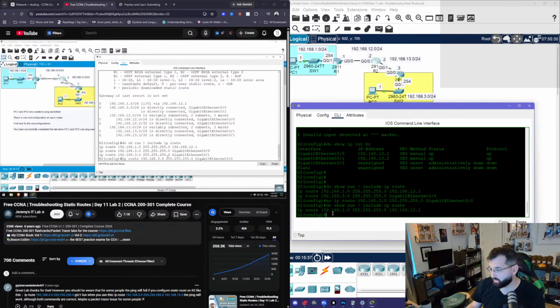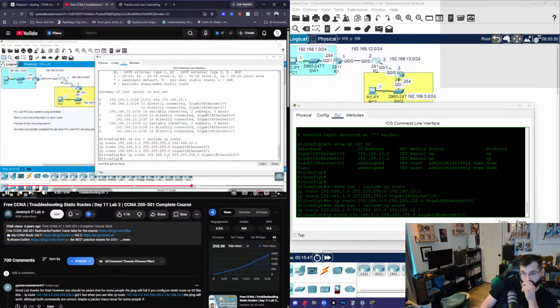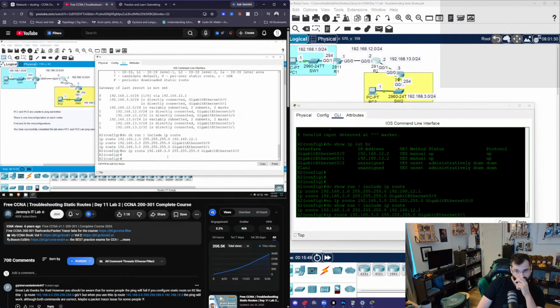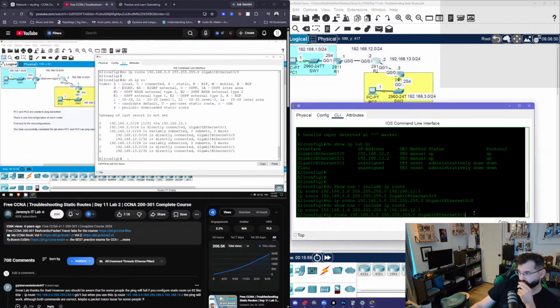So what I need to do is change that to a 1, because we want it to come out of the 1, right? And type no. Let's see if the route was removed from the routing table. Do show IP route. Okay, now we only have one route to 192.168.3.0/24, using the correct interface, G0/1.